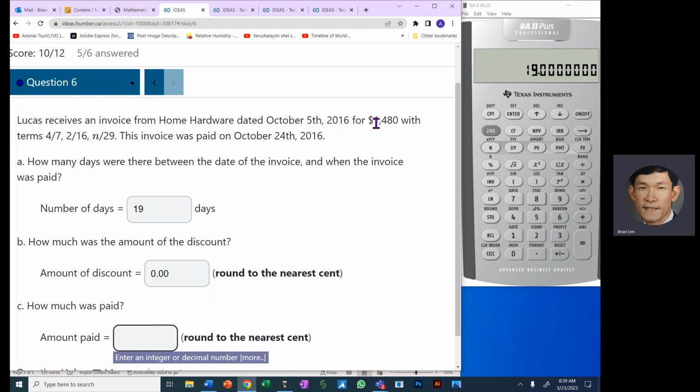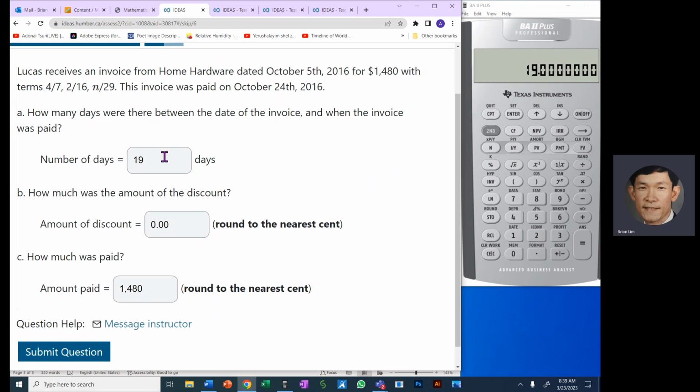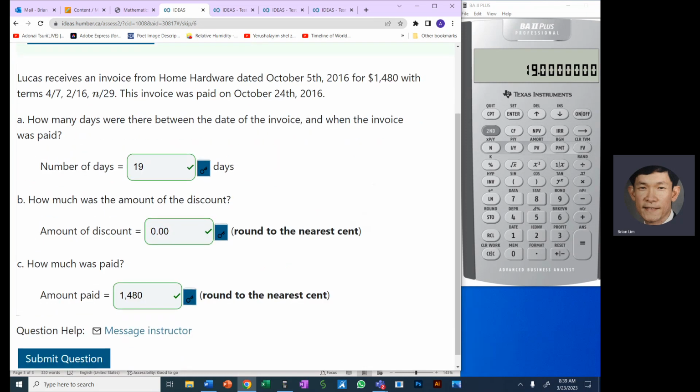How much was paid? Well, the amount that was paid would be the amount on the invoice, which is $1,480. All right, so they waited too long. Lucas waited a bit too long and missed all the discounts, right? 7 days went by, then 16 days went by, and on the 19th day, Lucas paid the invoice, so Lucas had to pay $1,480. Let us submit, and it is correct.